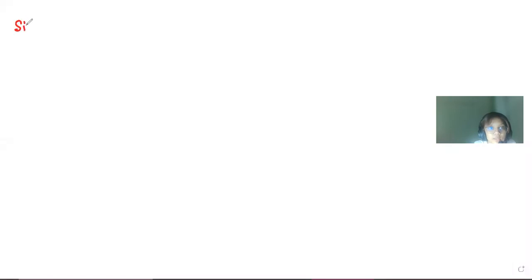simultaneous equations. Ignore my handwriting, please, because I'm just getting used to how to write digitally. All right. So let's get started.